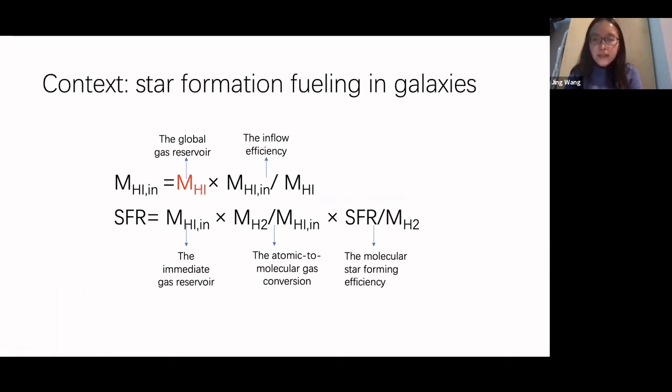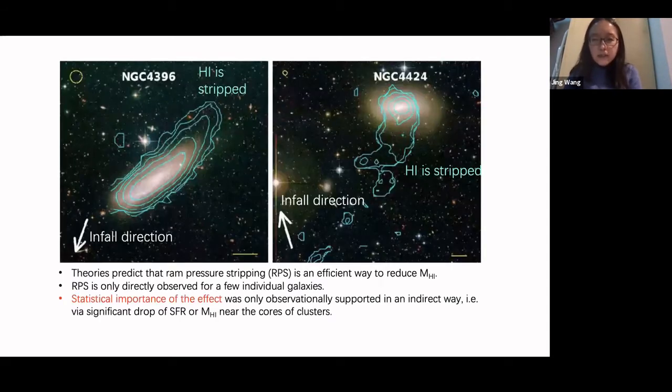Environmental effects are an efficient way to reduce the total HI mass in galaxies, particularly for low mass galaxies. And ram pressure is one of the strong environmental effects. Ram pressure is a process that happens when galaxies fall through clusters. Its interstellar medium will interact with the intracluster medium, and because of the transfer of momentum, the interstellar medium of the galaxy will be pushed away in the direction that is opposite to the infall direction of the galaxy.